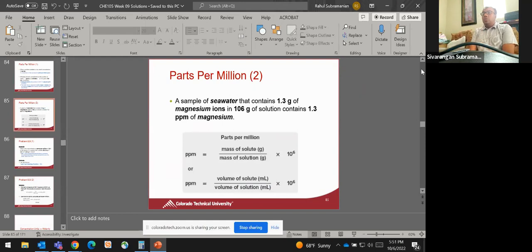So you can either use the mass of solute over the mass of solution, and then remember to multiply it by 10 to the power 6, because that's the scale for parts per million. Or if you want to use the volume scale, make sure the numerator and the denominator are in the same scale: volume of solute divided by volume of solution times 10 to the power 6.